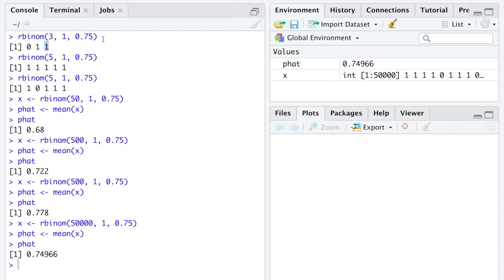Please do give yourself a quick example of something just like these 3 lines of code. Pick your own population parameter p, maybe play around with a few different sample sizes, and convince yourself that as your sample size gets bigger, your estimate will get closer to the population parameter of interest.